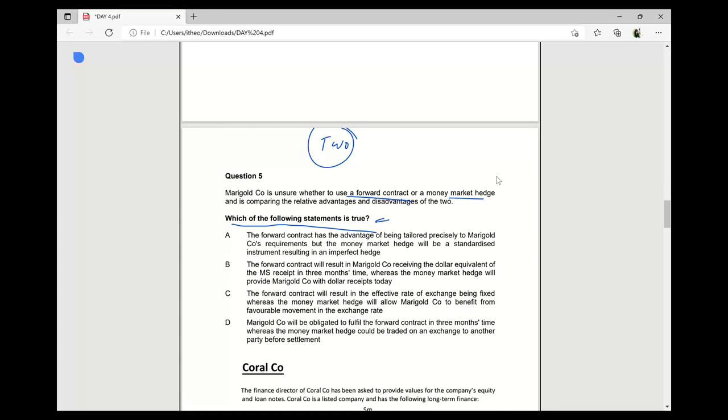This is also straight coming from the Kaplan text. You have read the advantages and disadvantages of forward exchange and money market. It's coming straight from that. Marigold is unsure whether to use the forward market or money market. Which of the following statements?